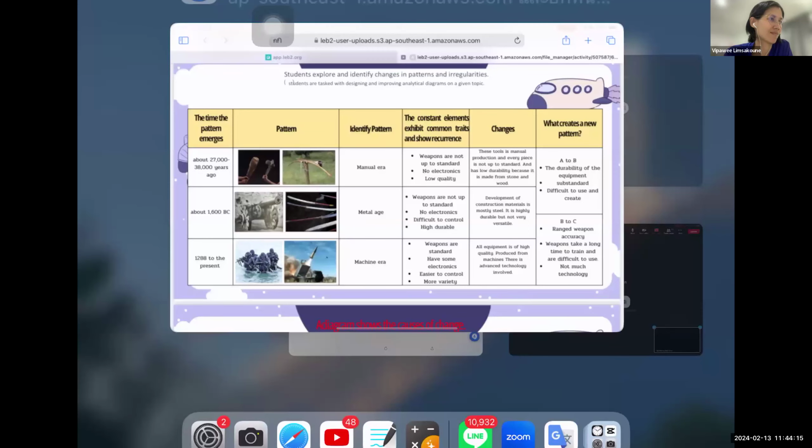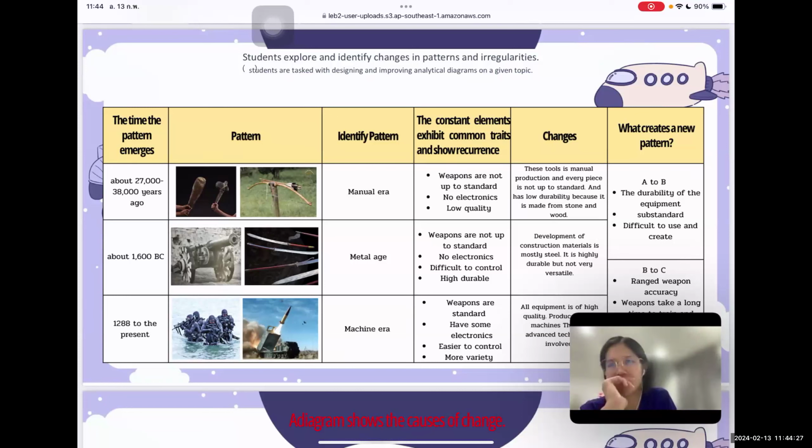My pattern is weapons, starting from the Stone Age, the all-manual era, about 27,000 or 38,000 years ago. There was no technology at all. Humans took things found in nature and made them into tools and weapons, but the materials were not high quality and not up to standard.